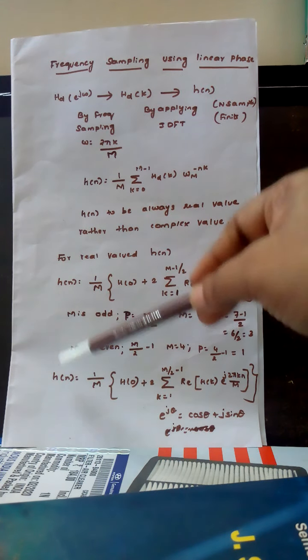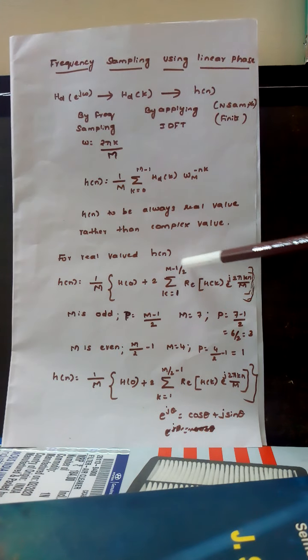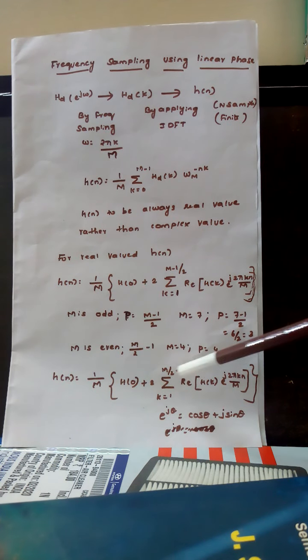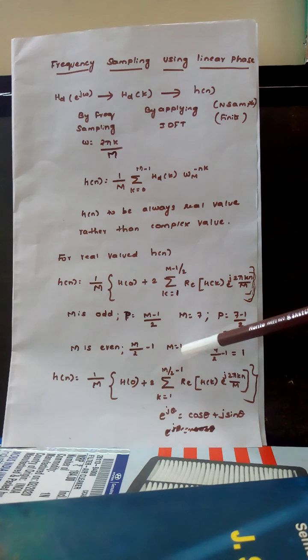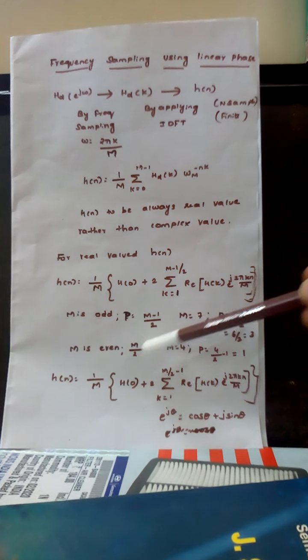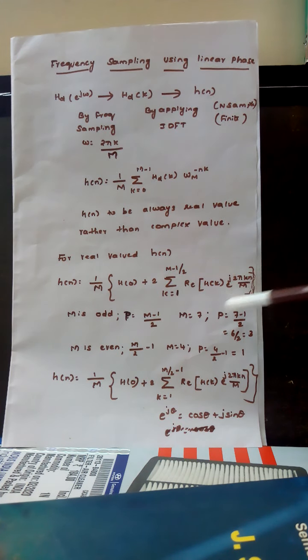If I am considering M as even, the only change here is that instead of M minus 1 by 2, we have to replace it by M by 2 minus 1. So if I am considering the order of the filter as even, say 4, so 4 by 2 minus 1, it is 2 minus 1, it is 1. So the k value will vary from 1 to 1, real value of H of k e to the power of j 2 pi k n by M. And again here we want the real value of this function.